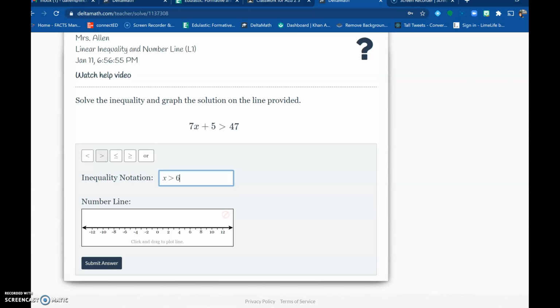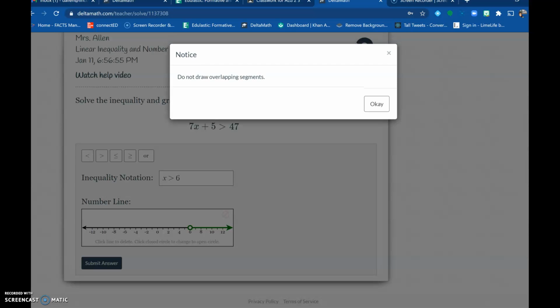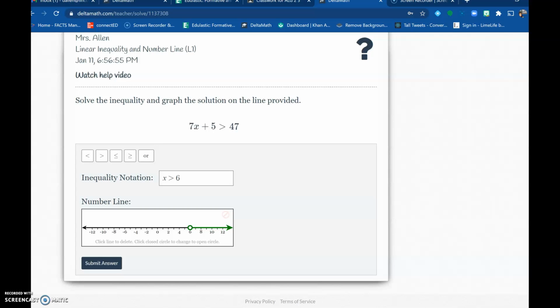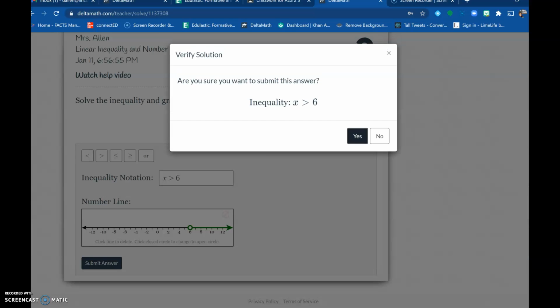On here, you're going to go to 6 and you're going to hold it down. So click on it and then drag over in the direction you want to go, and then click on your closed circle here, if it's going to let me, to change it to an open circle. So there's the open circle, and then I'm going to submit my answer.